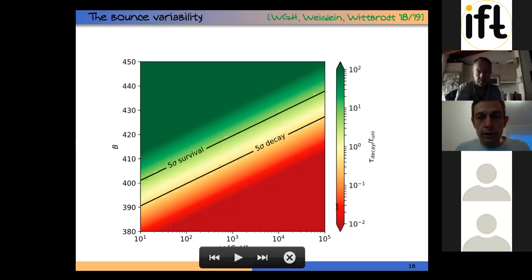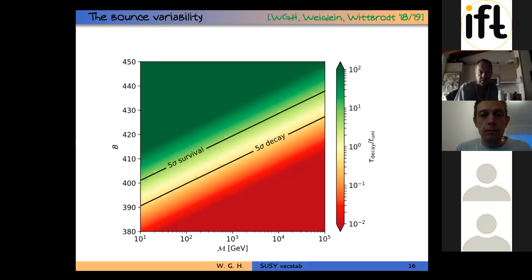The color code is the following: the more red points are those where the decay time is much smaller than the age of the universe. The green ones are those where it is much larger than the age of the universe. Let's say if it's 100 times the age of the universe, we don't really care if the vacuum is metastable or not. If it should have decayed already 100 million years ago, we would be a bit more worried, for example. And then we can derive a 5 sigma survival and decay probability.